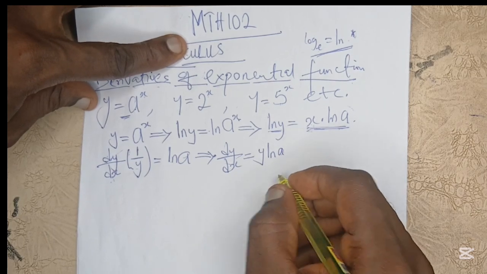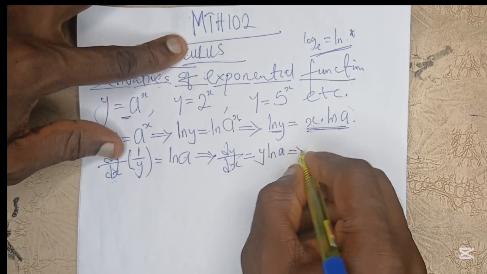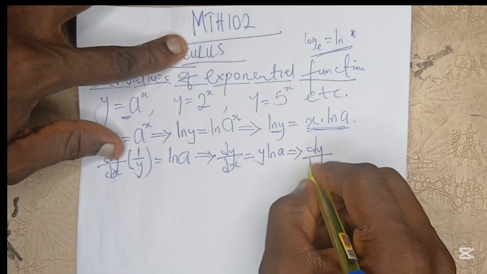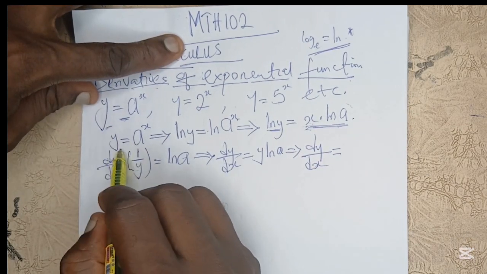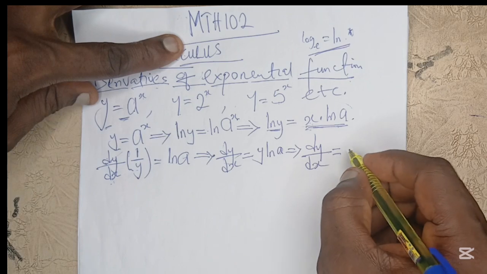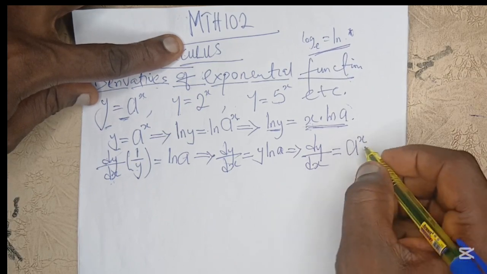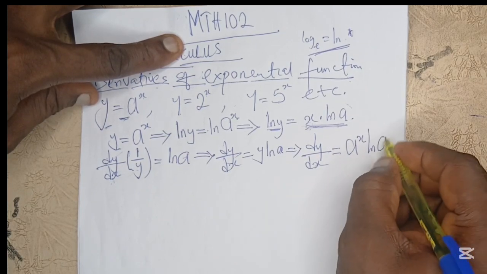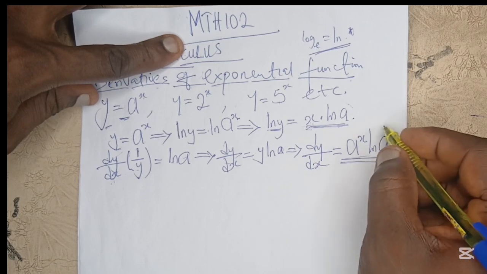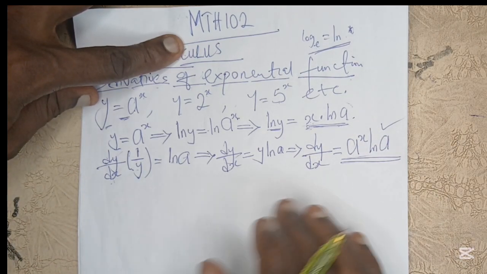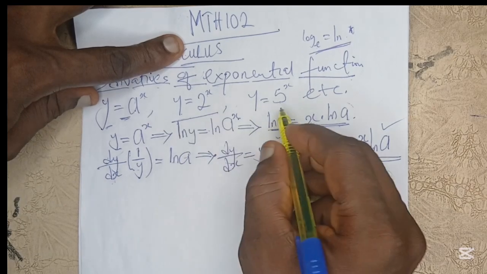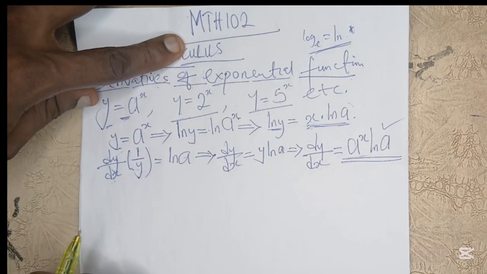Okay? So that implies that dy/dx is equal to, what is y? We took y to be what? a raised to power x. You have a raised to power x times ln a. Okay? So this is how we differentiate this exponential function. So let's see how we can do this, and do any subsequent ones.